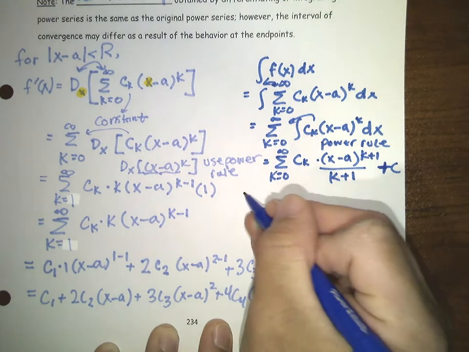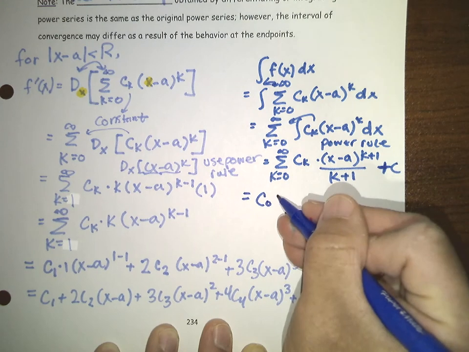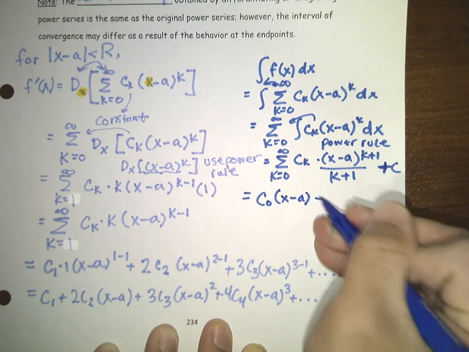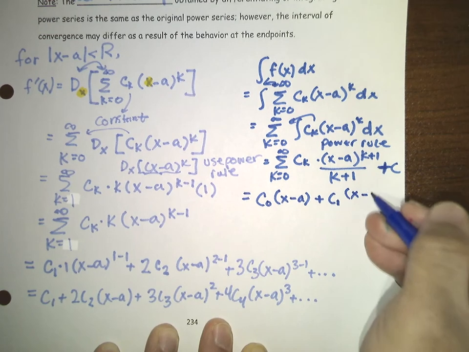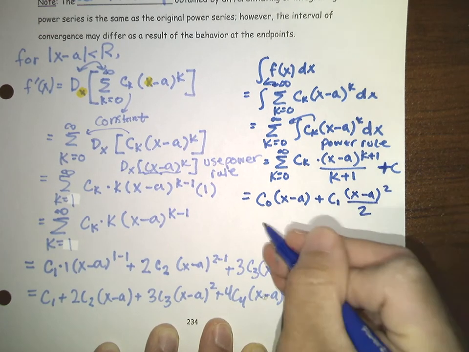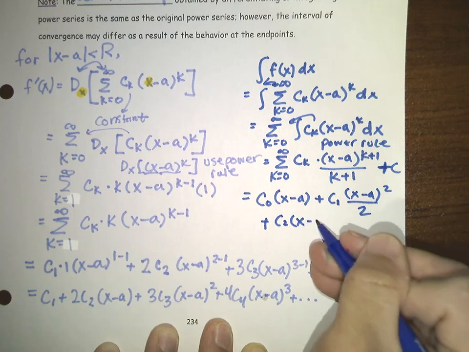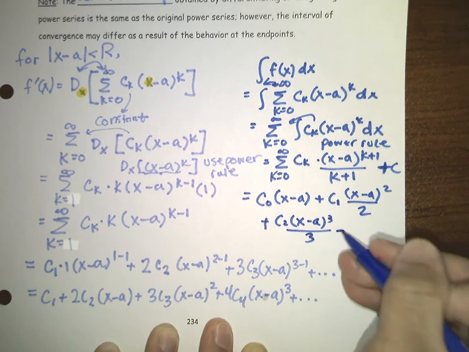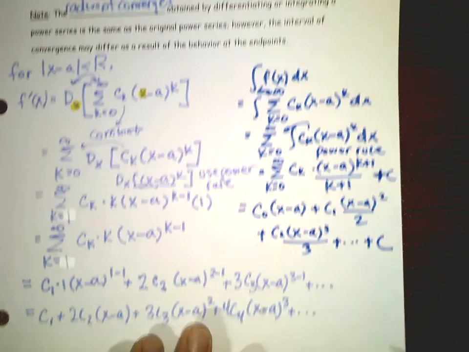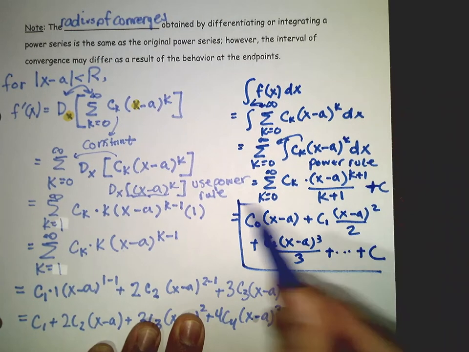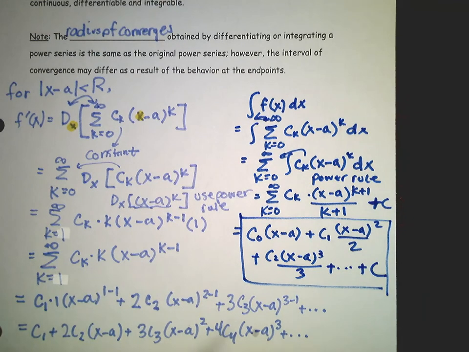All right, so if I write out the terms, I have c0 and then c1 times (x minus a), plus c2 times (x minus a) squared over 2, plus c3 times (x minus a) cubed over 3, and so on, and then plus c at the end. What a time to be alive. All right, so now hopefully you see that all I really did was take the derivatives and the integrals of each of the individual terms of the power series here. So let's try another example here.